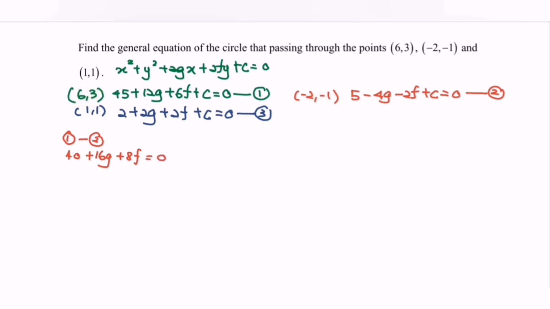So simplify the situation. Divide the situation by 8. So we will have 5 plus 2g plus f equals to 0. So we name it as the fourth equation.